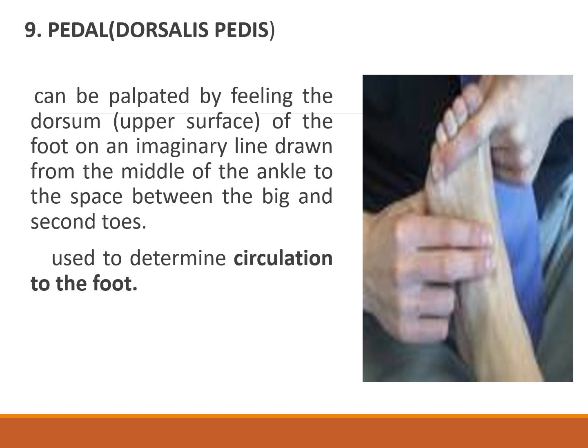And the last pulse site would be your ulnar site. It is located on the ulnar or little finger side of the forearm at the wrist. This site is used to assess the status of circulation to the hand, and it's also used when performing Allen's test.